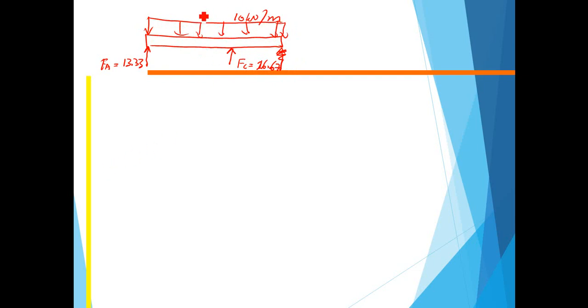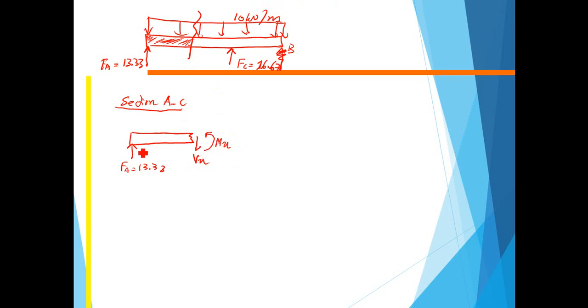Okay, now we analyze section AC. This is point B. And then I will analyze from the left part of the beam. So for section AC, I draw the free body diagram, which has FA equal to 13.33, and of course we will have the internal shear force, because we do sectioning, and then the internal bending moment Ms. Then we assume this distance is equal to S, and this is our distributed load, 10 kilonewton per meter.